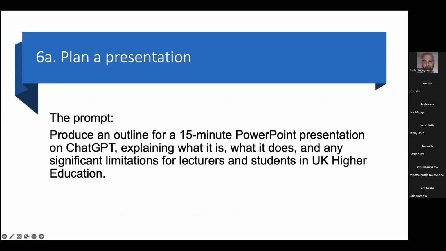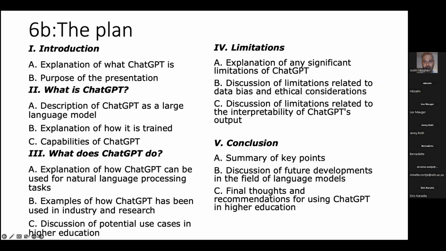So our final example is to plan a presentation: produce an outline for a 15-minute PowerPoint presentation on ChatGPT, explaining what it is, what it does, and any significant limitations for lecturers and students in UK higher education. So that was the prompt, and that was the plan. It produced a plan, set out with numbers, headings, and subheadings. We haven't done any editing on that except to highlight the main headings, so the text is all ChatGPT.